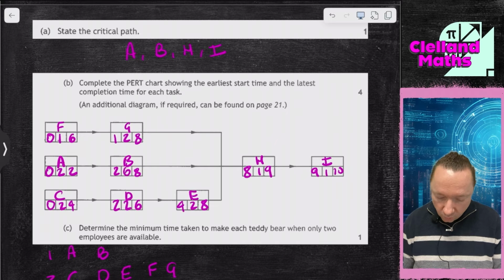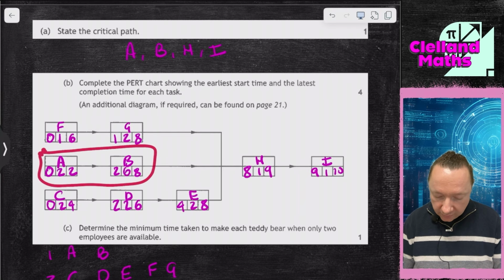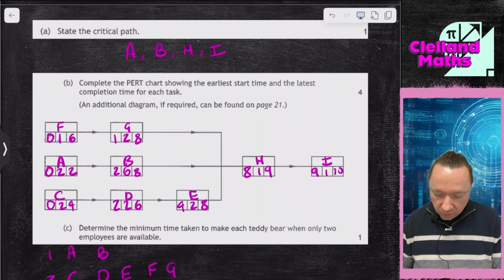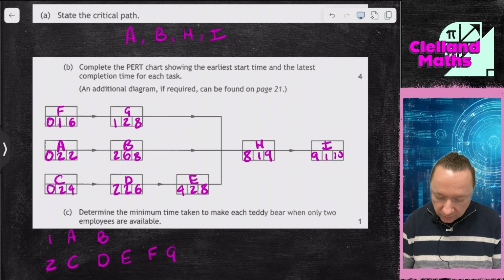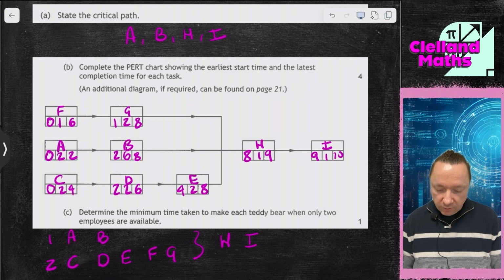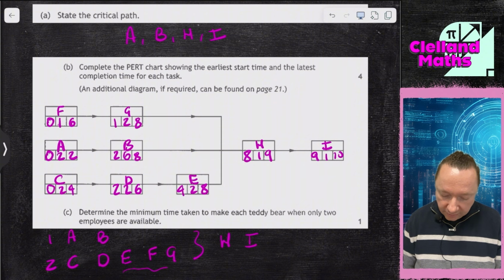So that means that when this person's finished doing A and B, we need to wait an hour until G is finished. And then it doesn't matter who does H. Somebody does H, then somebody does I, but they come after each other. So that's kind of your idea here.